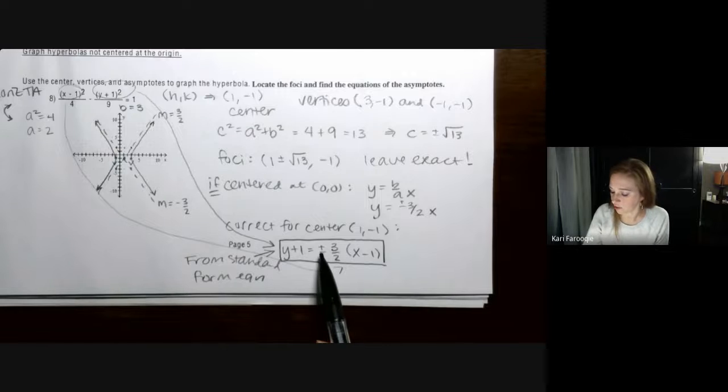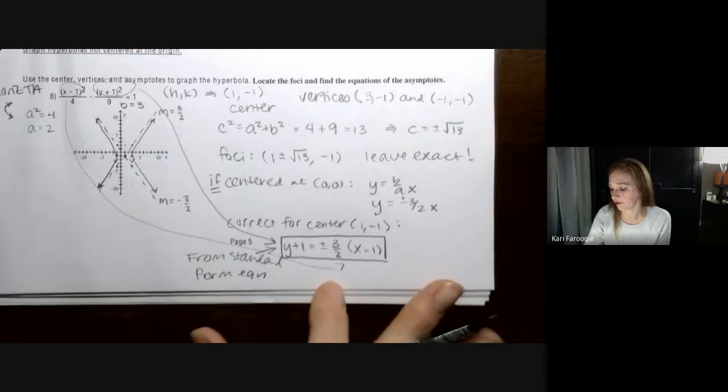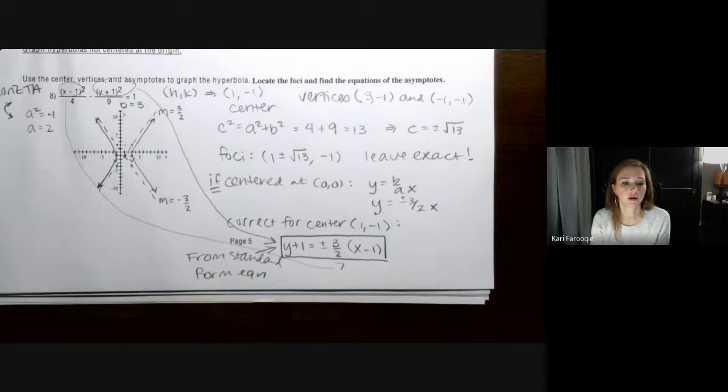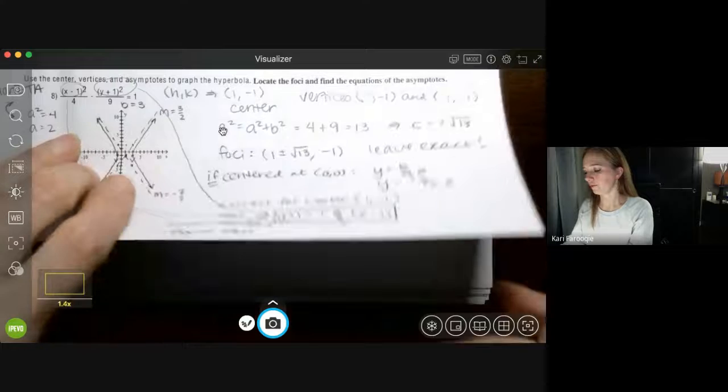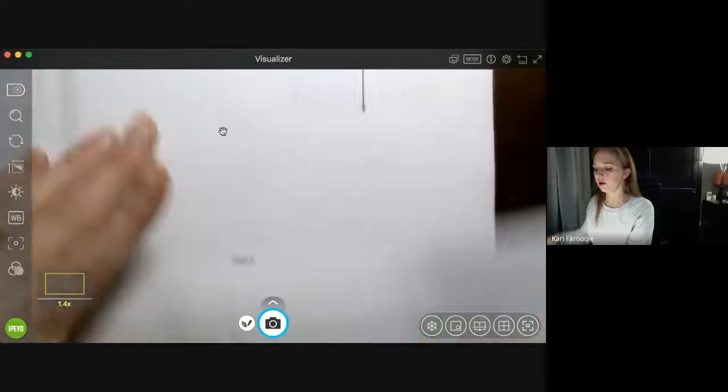Don't forget the plus or minus. You can leave it like this. You don't need to distribute and subtract 1 and all that. Just leave it. This is fine. This is how your book leaves it. Questions on the asymptotes? Wonderful. All right, now we're going to put it all together.